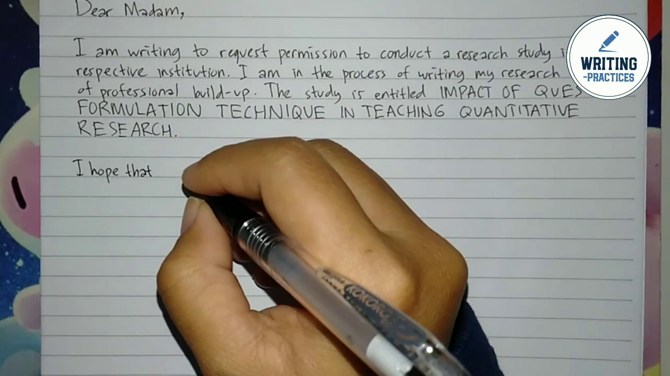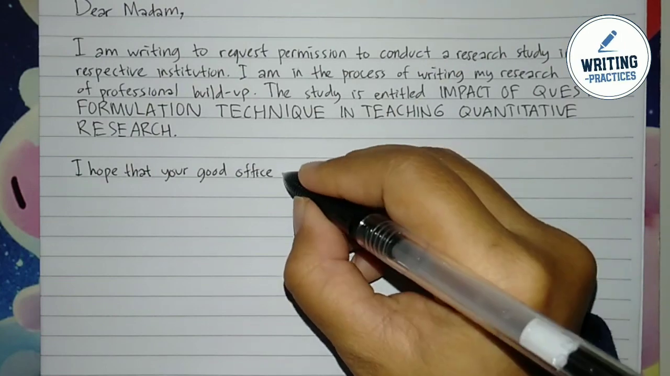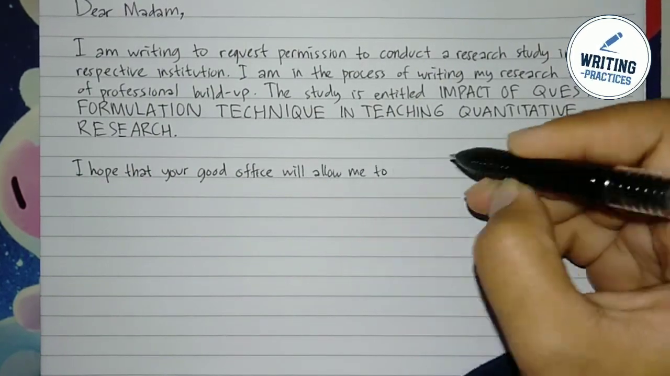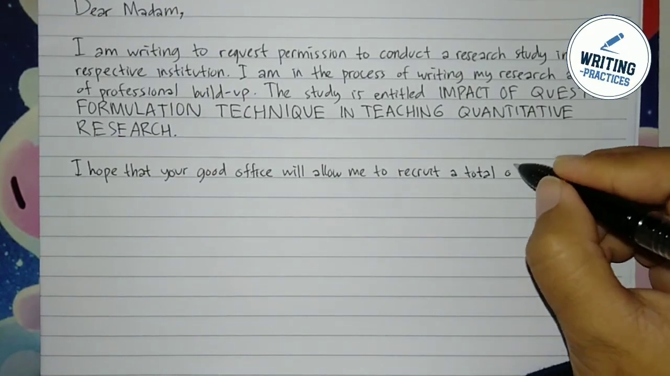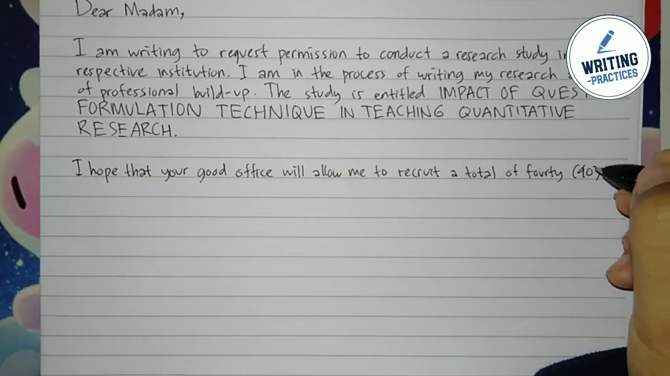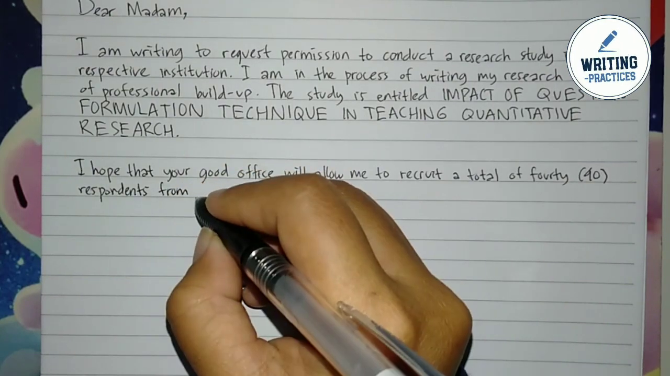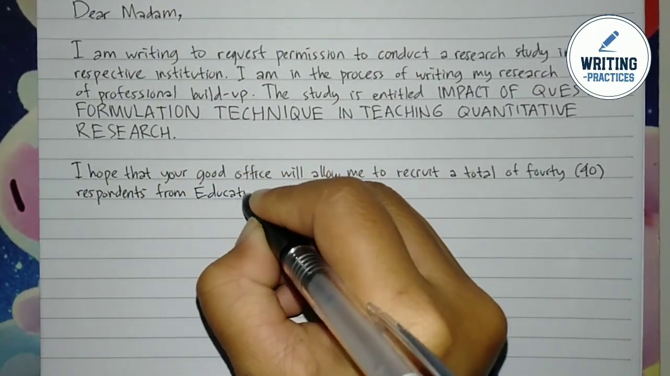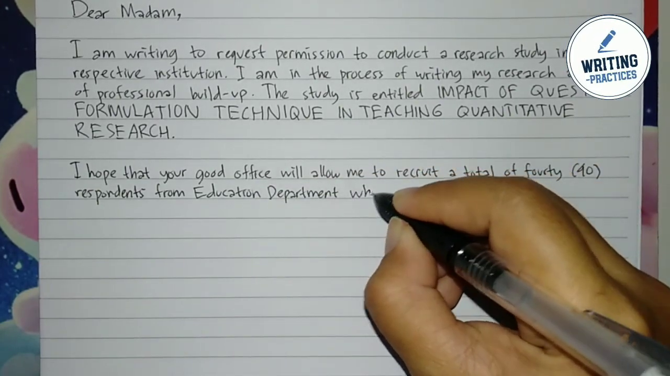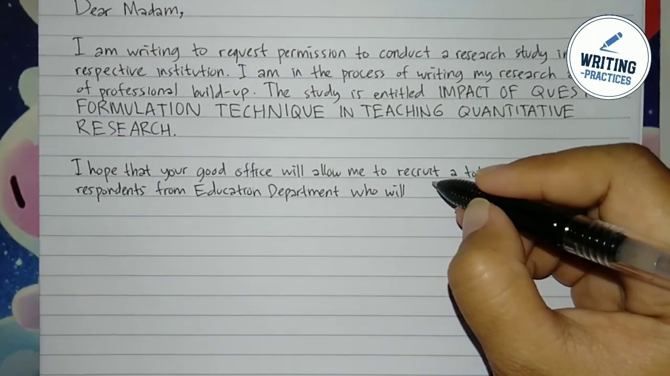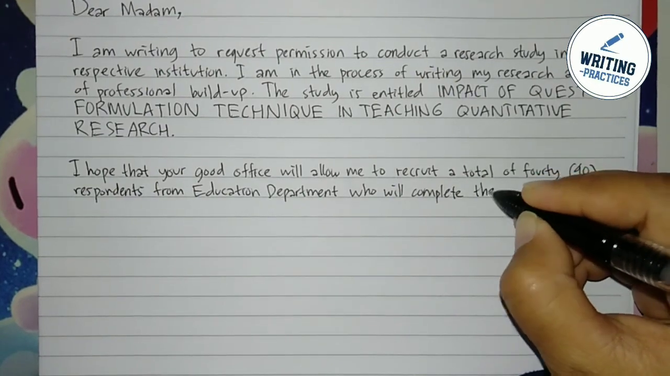In the second paragraph, write your hope that the recipient will give you approval. And write how the research works. You need to mention how many respondents you need for the research. In this example is 40 respondents. And write from which department the correspondence should be. In this example is from Education Department.